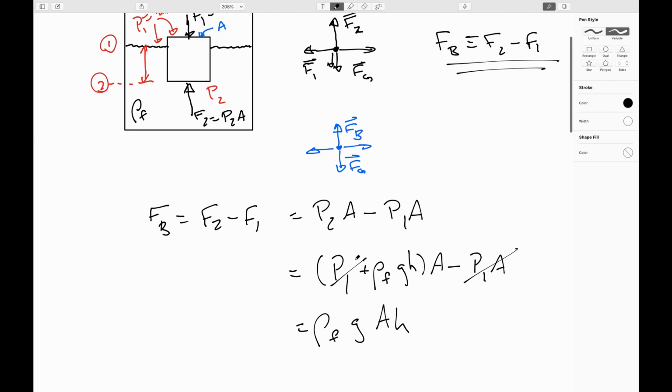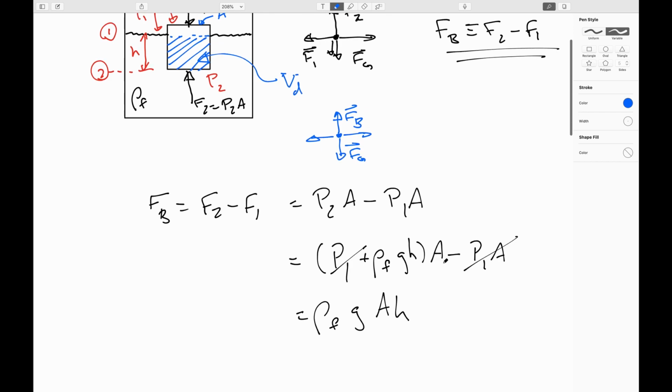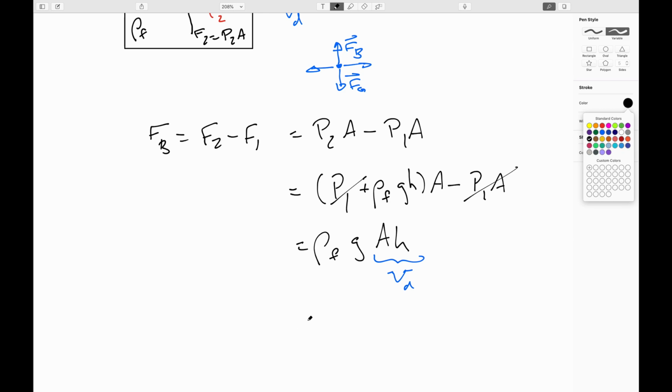Well, let's sit and think carefully about what this AH means. Sorry, I forgot to label my H right there. So this AH would correspond to this volume right here. So it's the volume occupied by the object under the water line. We'll call it V sub D, and I'll get into what the D stands for in a second. I just want to be careful about that. So we can observe that this is this volume here. So we can write this as, finally, the density of the fluid times VD times G.